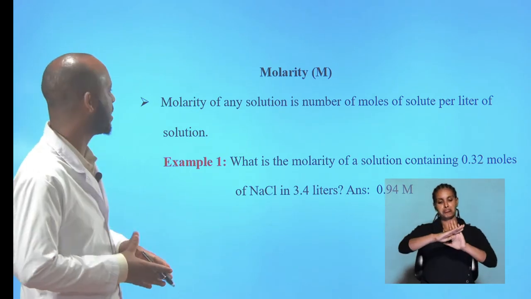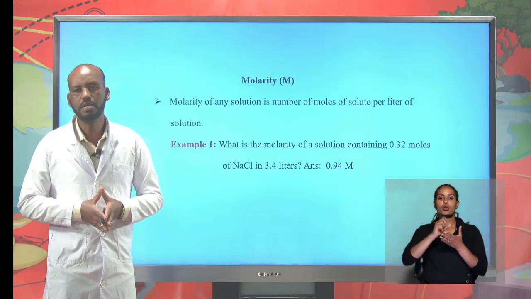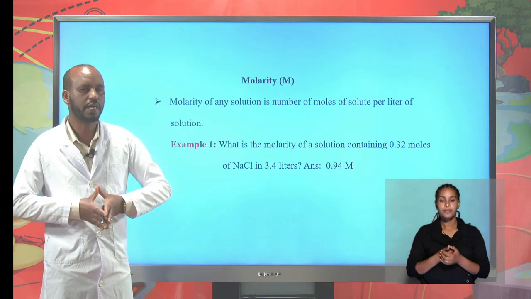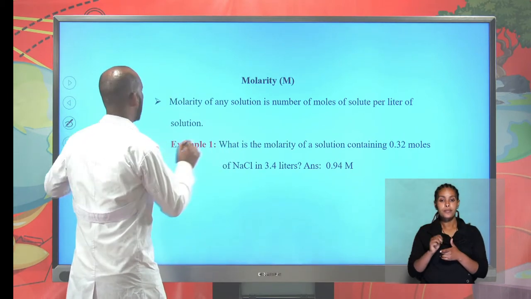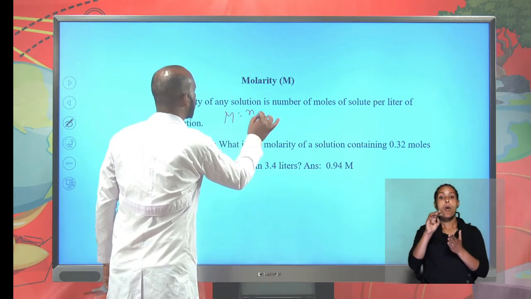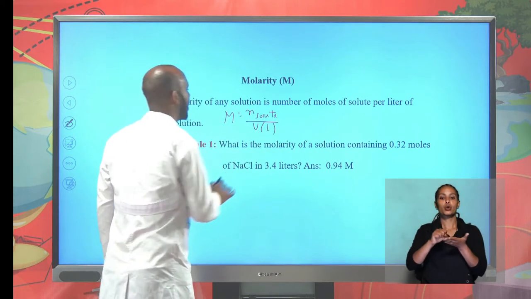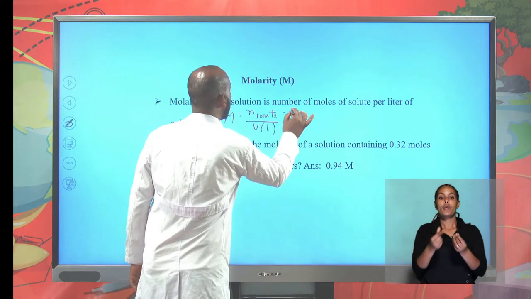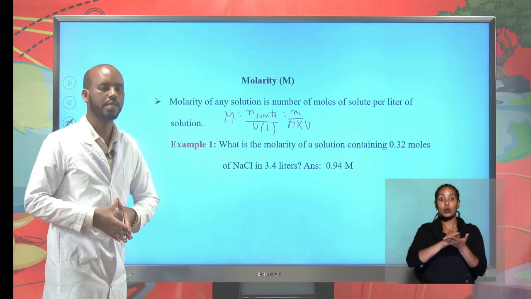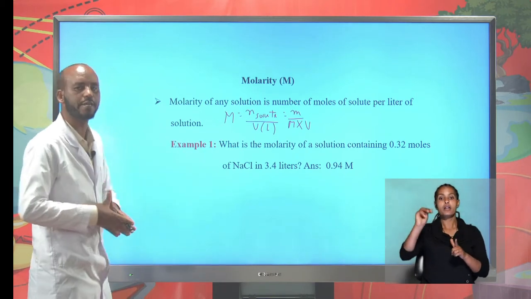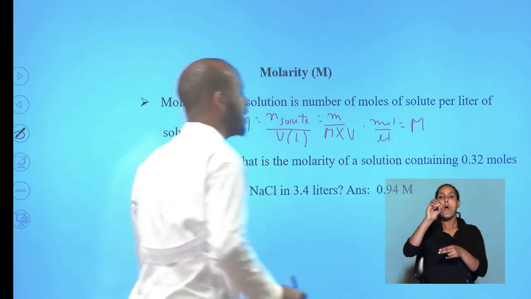Molarity, denoted by capital M. Molarity of a solution is the number of moles of solute in a given volume of solution. Therefore, molarity equals number of moles of solute divided by volume of the solution in liters. But number of moles of solute equals mass of the solute divided by molar mass of the solute. The unit of molarity is mole per liter, which is known as molar, capital M.